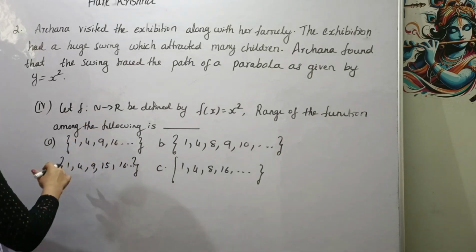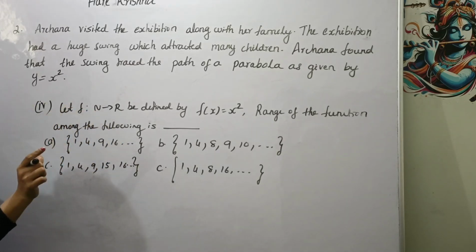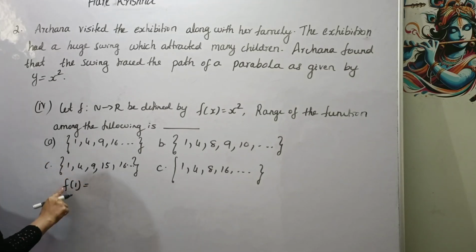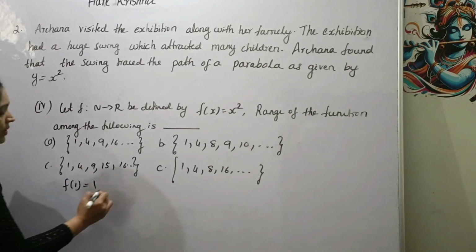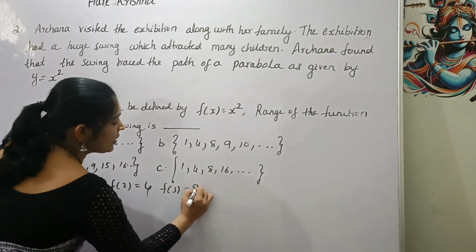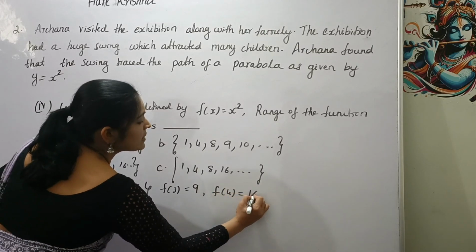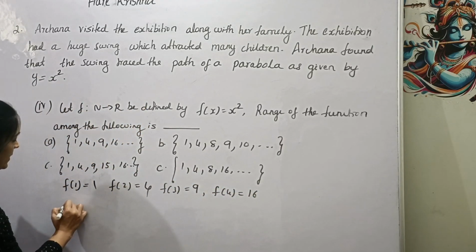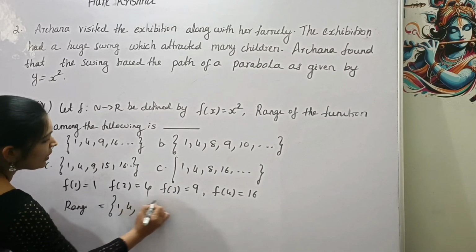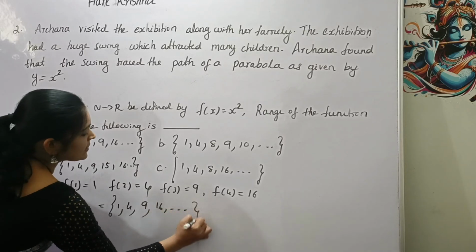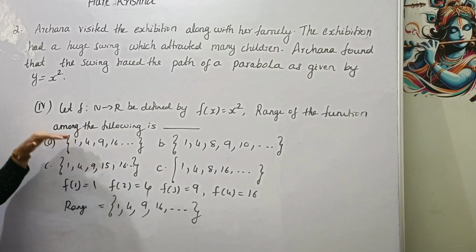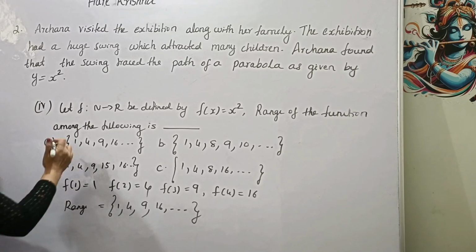Okay. So, let's find. The domain is the set of natural numbers starting from 1, right? So, what is f of 1? f of 1 is 1 square, 1. f of 2 is 4, right? f of 3 is 3 square, 9. f of 4 is 4 square, 16, etc. Right? So what is the range? The range of the function is equal to 1, 4, 9, 16, etc. So these are the elements of the range of this function. Okay. So it is the correct answer.